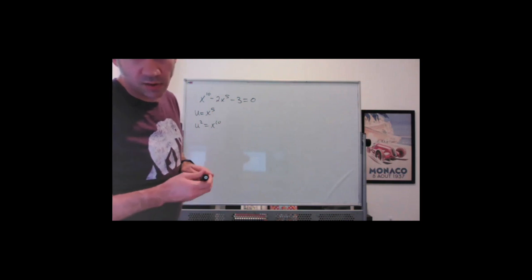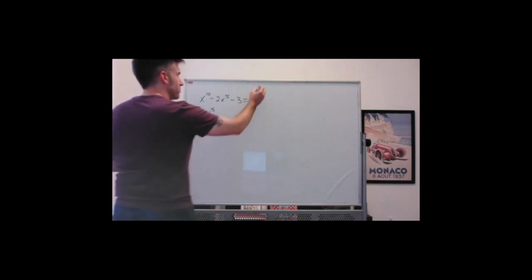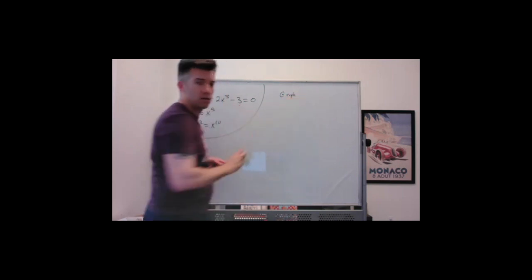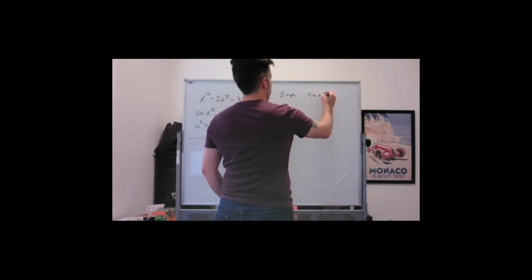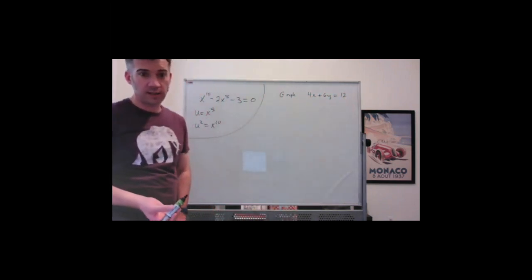So graphing. We want to graph 4x plus 6y equals 12. If we see an equation like this, we should recognize.